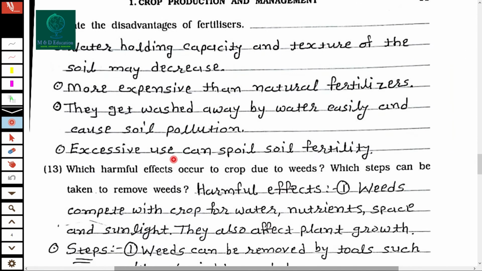Now the 12th question is, state the disadvantages of fertilizers. Now the first disadvantage is, water holding capacity and texture of the soil may decrease. Now the second disadvantage is, more expensive than natural fertilizers. Now the third one is, they get washed away by water easily and cause soil pollution. And the last disadvantage is, excessive use can spoil soil fertility.